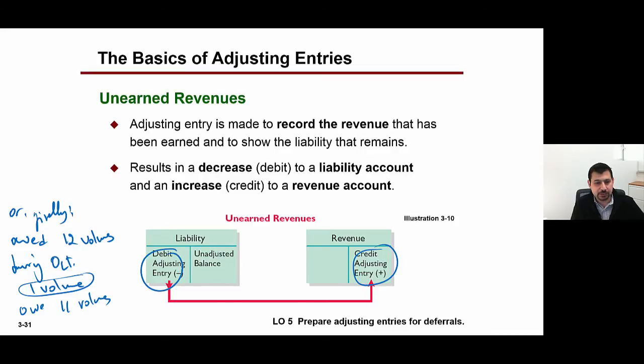Before this adjusting entry, liabilities were overstated. We were saying that they owed 12 volumes, whereas in reality, at the end of the accounting period, they only owed 11. So the liabilities were overstated and revenues were understated, because we were saying that they hadn't earned that yet, which also causes net income to be understated as well.